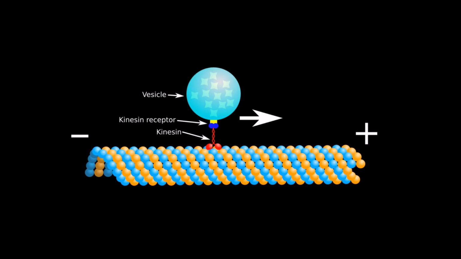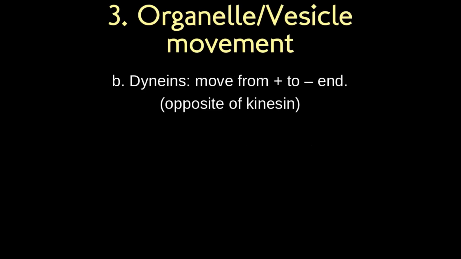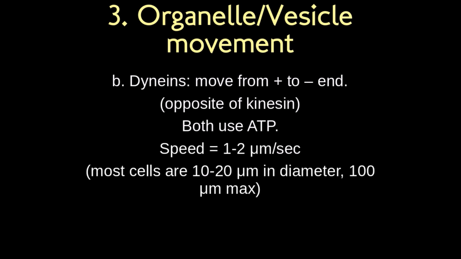Cells usually aren't more than 100 micrometers max, so in a minute and a half you can get anywhere in the cell. They produce about 1.9 piconewtons per molecule, and each step size is about 8 nanometers. Are there any questions on that? So are these ATPases too? Yes, both dyneins and kinesins are.